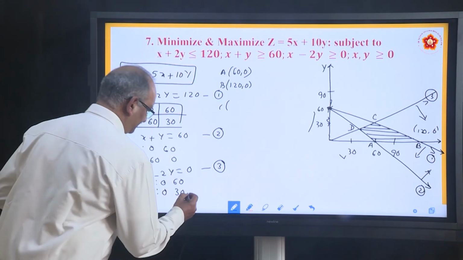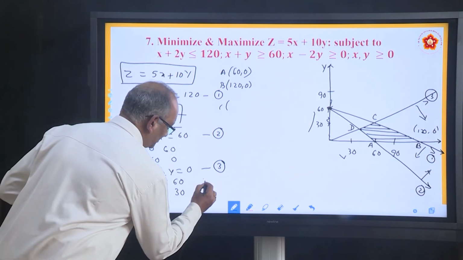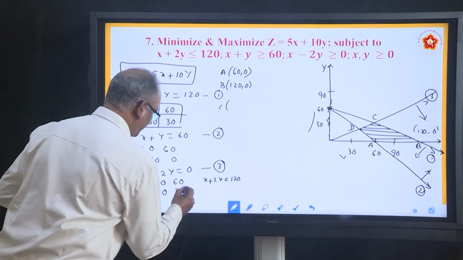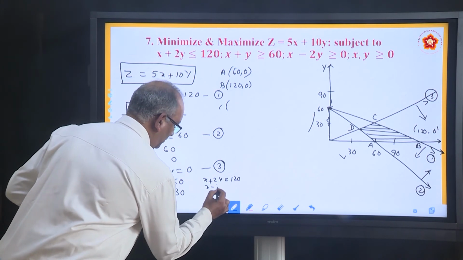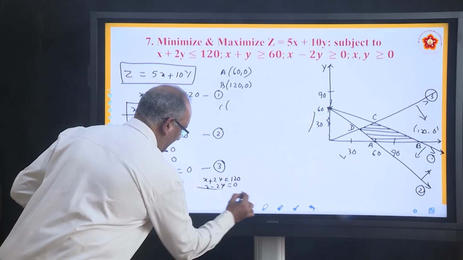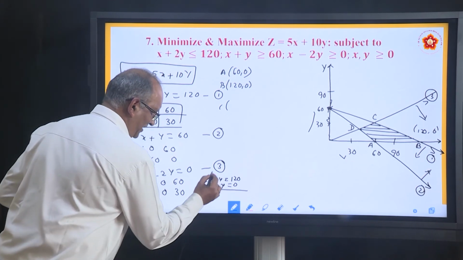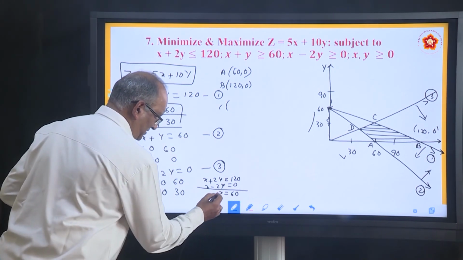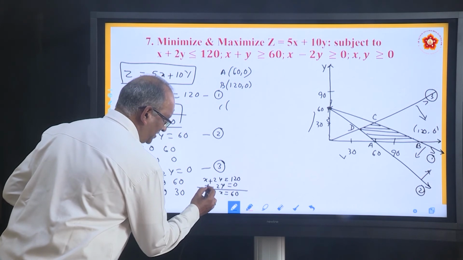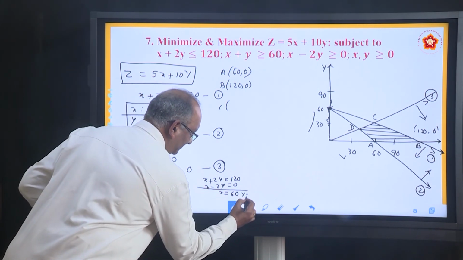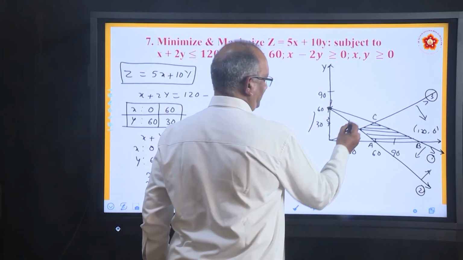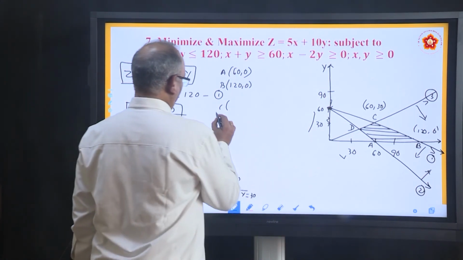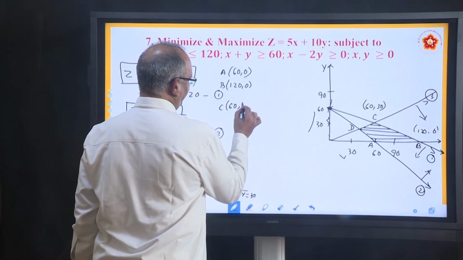Solve 1 and 3. 1 is x plus 2y equal to 120 and 3 is x minus 2y equal to 0. If we just add, y will get cancelled, 2x equal to 120 will get x equal to 60. If x equal to 60, substitute here, you will get y equal to 30. So 60, 30 is this point. So what is C? It is 60, 30.